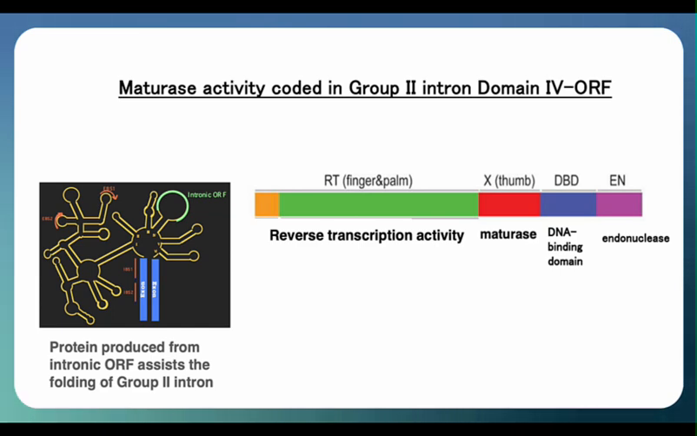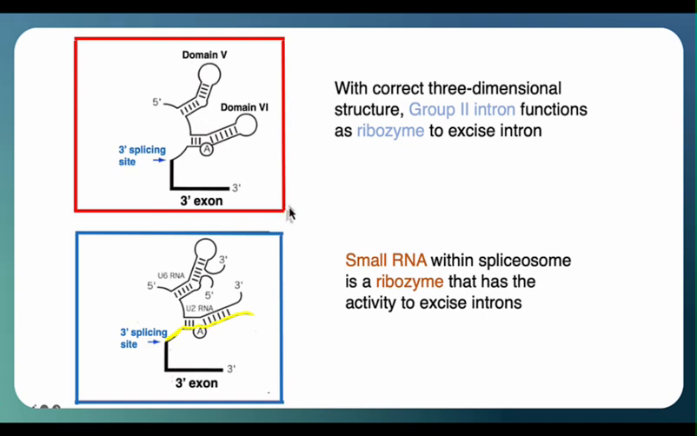Thus, the intron carries within its own intronic ORF the protein necessary for maturing its own three-dimensional structure. Group II introns, when correctly folded, possess ribozyme activity and proceed with splicing. Similarly, small nuclear RNAs within the spliceosome can function as ribozymes that carry out splicing reactions when properly folded. Notably, the chemical reactions for intron excision in these two systems are identical. While these two types of introns already share remarkably similar properties, recent findings have revealed structural similarities between their intronic RNAs as well.